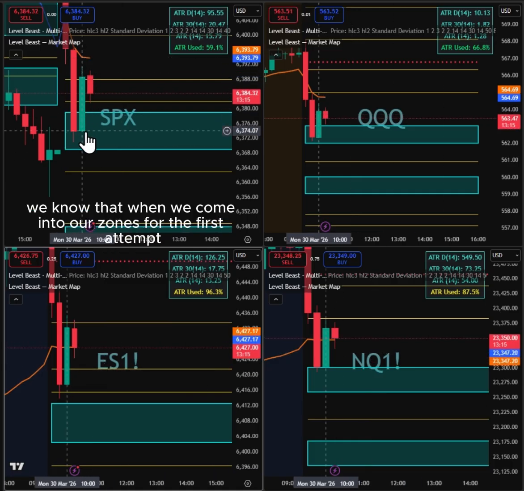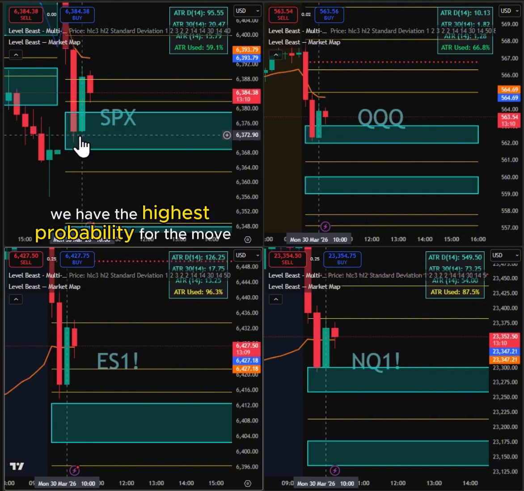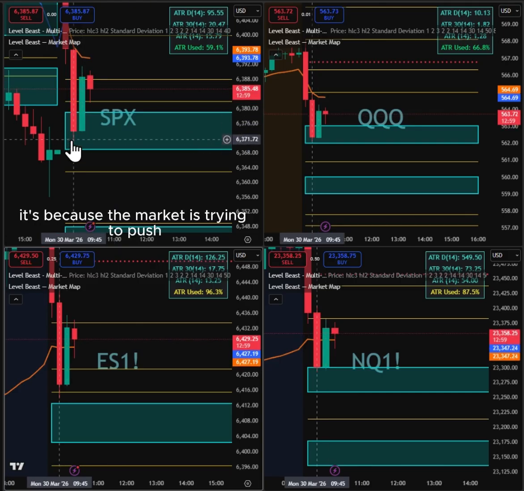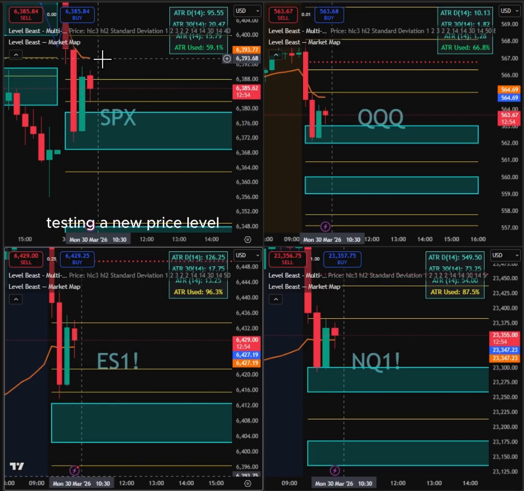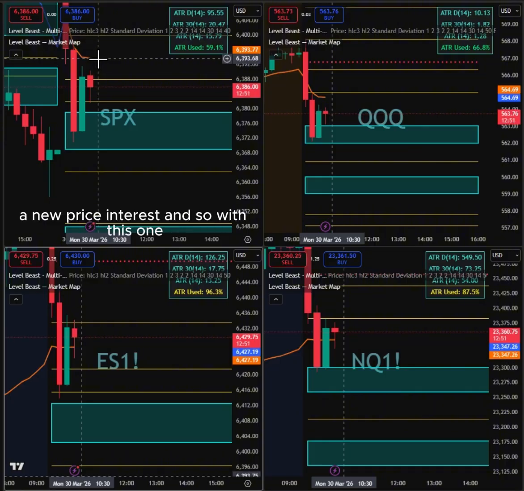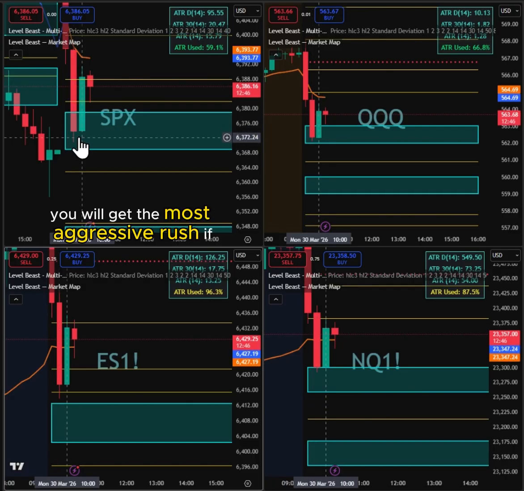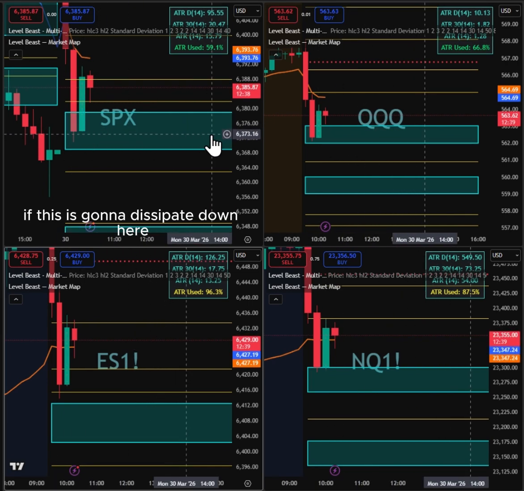We know that when we come into our zones for the first attempt, that is the first attempt of buyers and sellers in that zone, we have the highest probability for the move. So the first time, just like if you're looking at a double bottom or a triple bottom or a double top or a triple top, why do those exist? It's because the market is trying to push, and one dominant side is testing a new price level, a new price interest. And so with this one, as we sell, it tested once. Well, on the first attempt, you will get the most aggressive rush if this is going to dissipate down here.